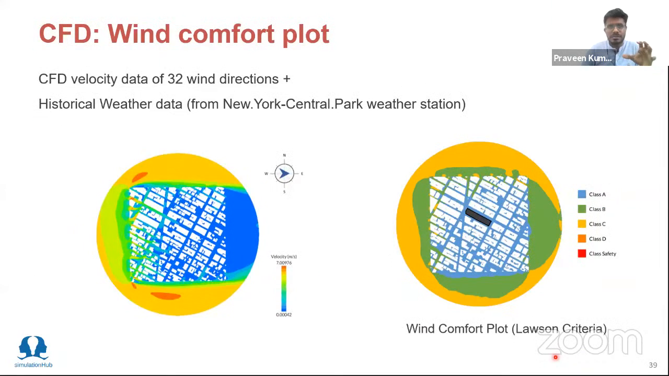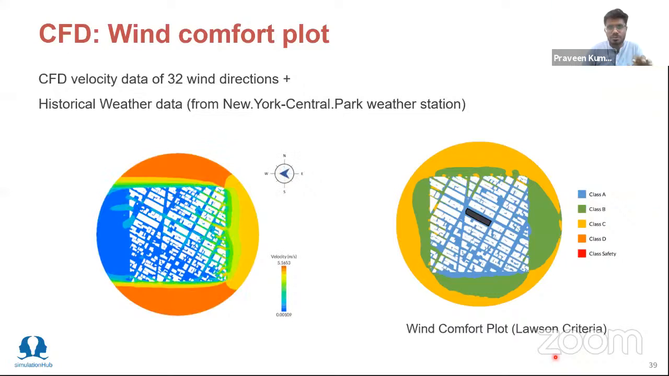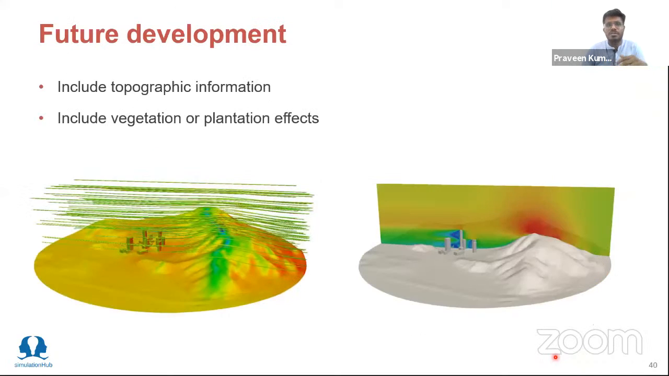So using this case study, we have seen how the app can be used for simulation. Further development is a work in progress. We are working on how to include the effects of plantation or vegetation near the buildings, and also how to include topographic information, the terrain part. We are working on that, and you will see it in future releases.